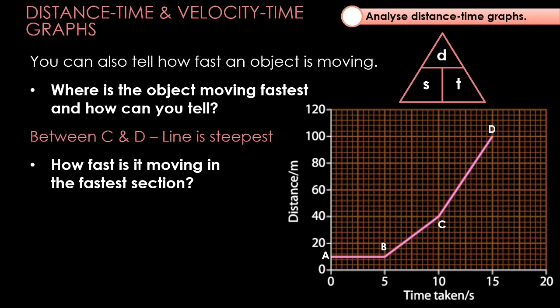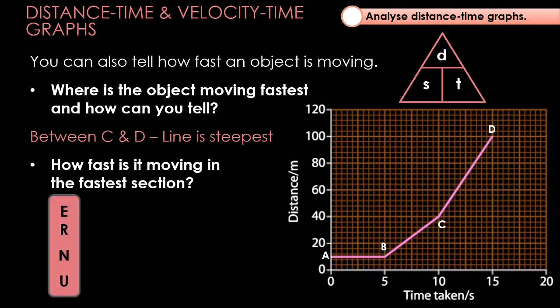In between B and C, it also takes 5 seconds, but it only goes from 10 meters up to 40, so only 30 meters. So it's not traveling as far in that same length of time, so its speed must be slower. So we can tell when an object is traveling fastest because it will have the steepest line for distance against time. Second question, how fast is it moving in between C and D?